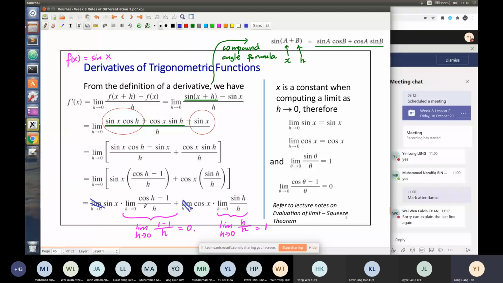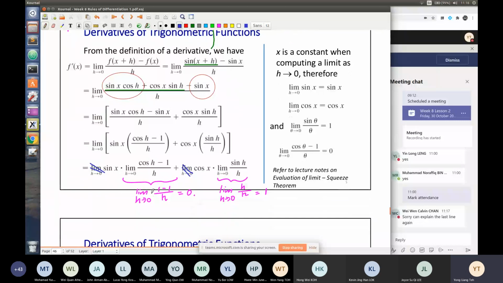We can evaluate these limits by using the small angle approximation or squeeze theorem, as they call it. This cosine h will go to 1 if h is very small. Why is that so? As we previously discussed, imagine when you have a very small angle. Let's say this is my triangle. We try to draw a right angle triangle here. You see, this is your h.